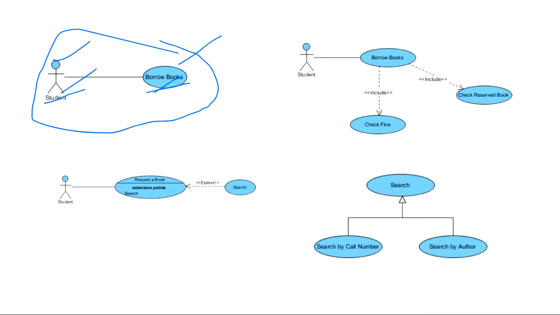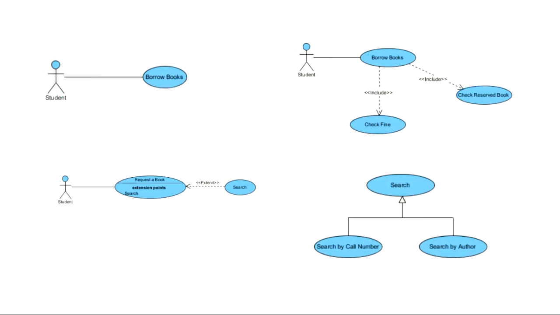This is include. It means if this actor student is associated with borrow books, or a student is initiating this process of borrow books, automatically in the backend this check fine will be included, and automatically this check reserved book will be included. You need not show that the student is associating with check fine, and also with the check reserve book use case. You need not show these 2 lines or associations. Automatically when borrow books is called, it will include check fine and check reserve list.